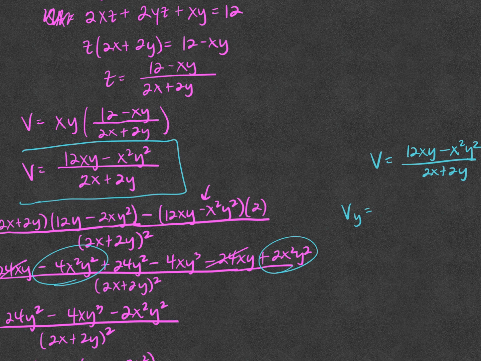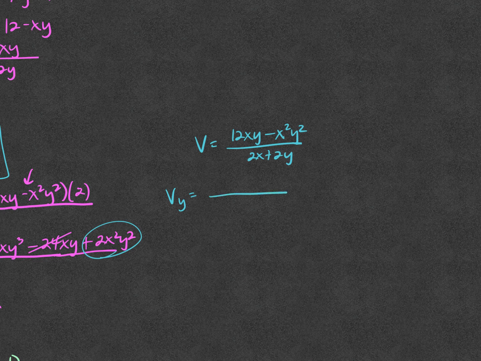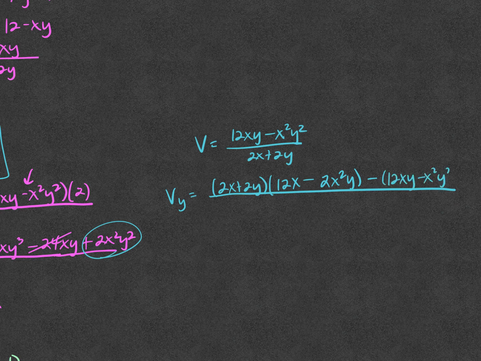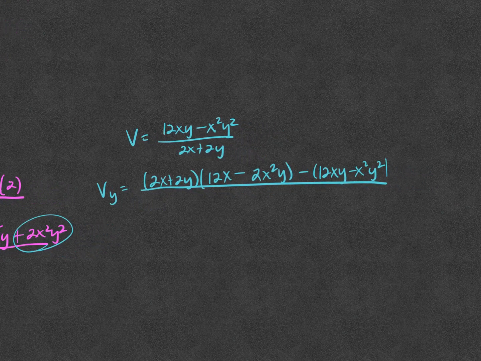The first time, I'll be honest, the first time I did this partial derivative with respect to x, I did it wrong. So if you live in that boat, it happens. We have the bottom, which is 2x plus 2y, quotient rule, times the derivative of the top with respect to y. So we have 12x minus our derivative with respect to y will be 2x squared y, minus the top, which is 12xy minus x squared y squared, times the derivative of the bottom with respect to y, which is just 2, all over 2x plus 2y quantity squared.